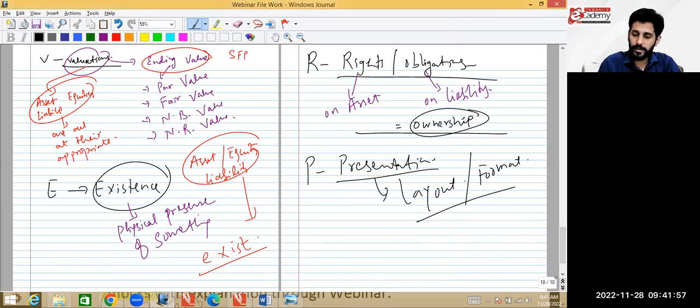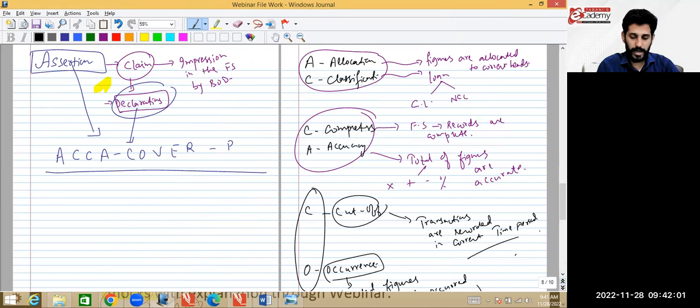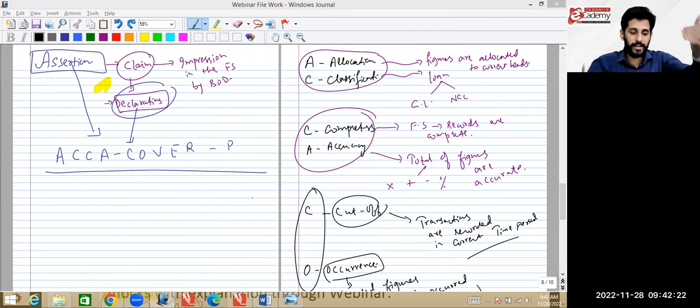Now let's come back to the assertions once again. Assertions are the claims being made by the management. And you are here not to believe all the assertions. You are here to verify the assertions, right? So the assertions are ACCA cover P.